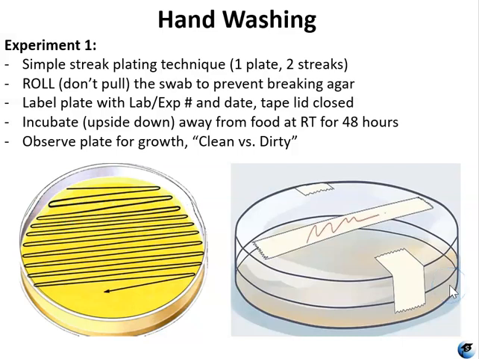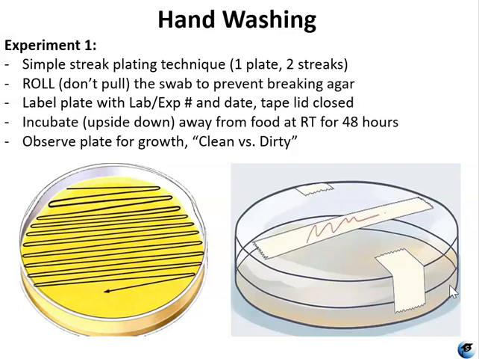So you're going to streak only half of the plate in this back and forth simple streak pattern, and you want to make sure that you roll the swab across the agar surface. Don't press too hard into the agar because this will puncture it or cut it. Agar is kind of the consistency of jello when it's solid, so it can be damaged pretty easily.